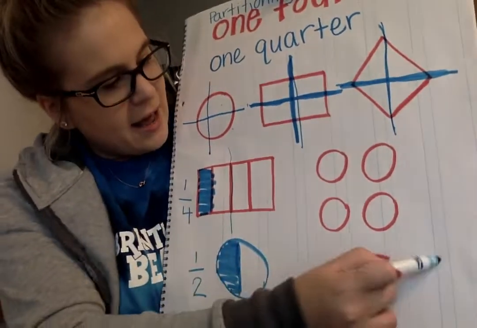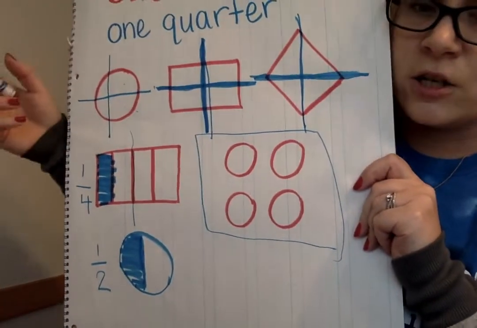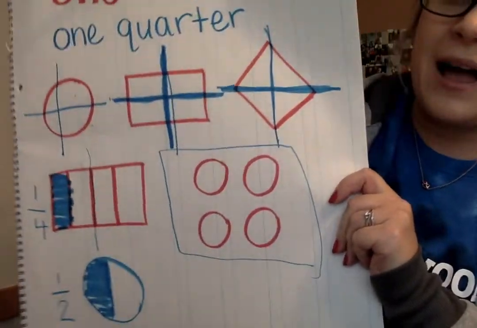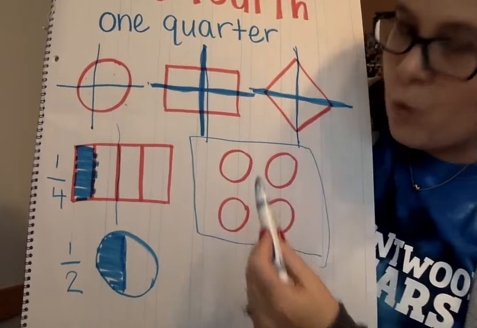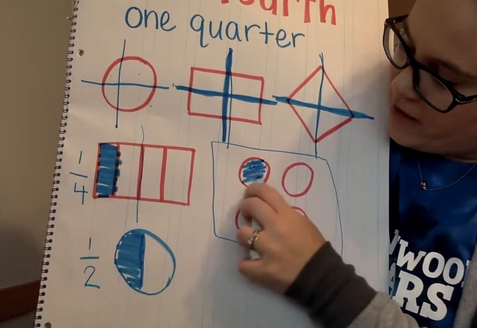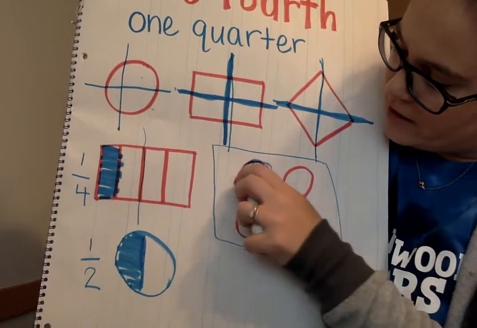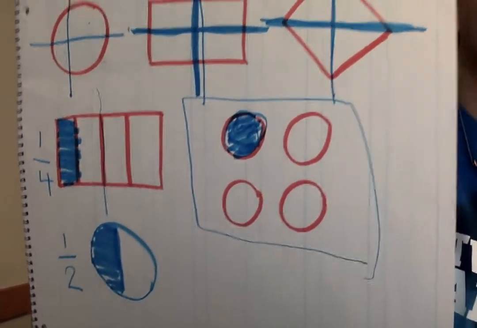We also might have 4 things all together, and I want to color 1/4 of these circles blue. So I have 4 all together, 1, 2, 3, 4, and I want to color 1/4 of them. So I'm just going to color 1 of them out of 4 altogether. That's what 1/4 means. 1 out of 4 altogether.